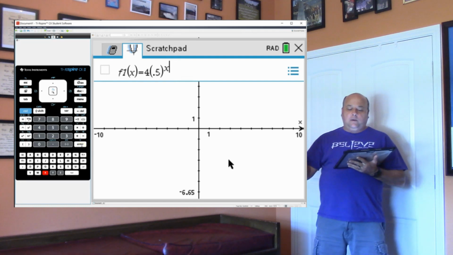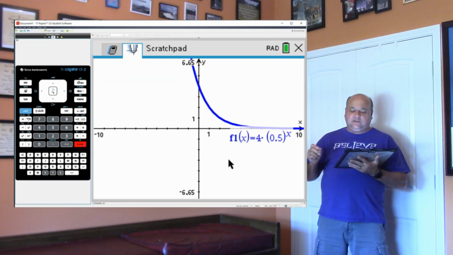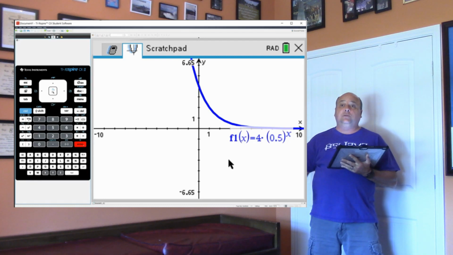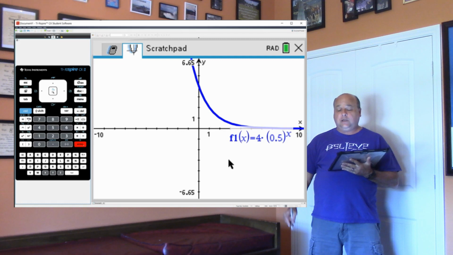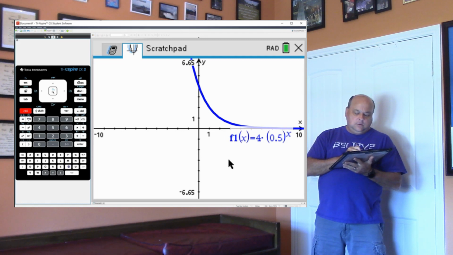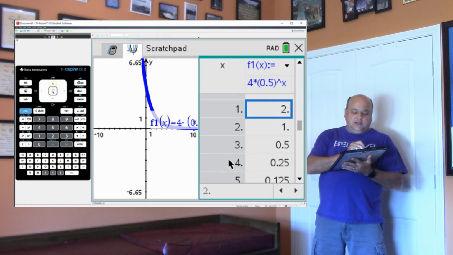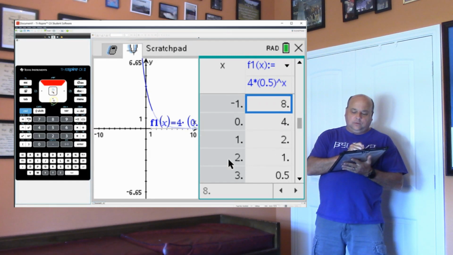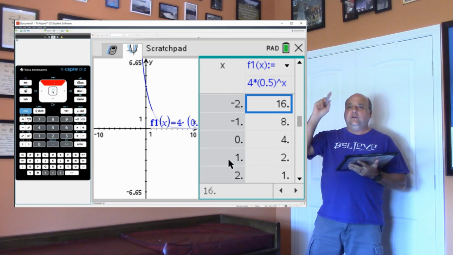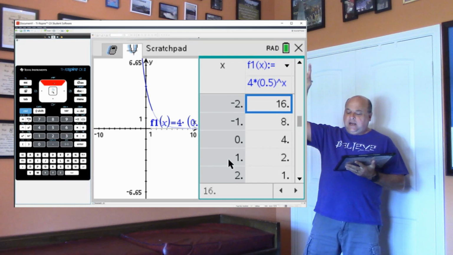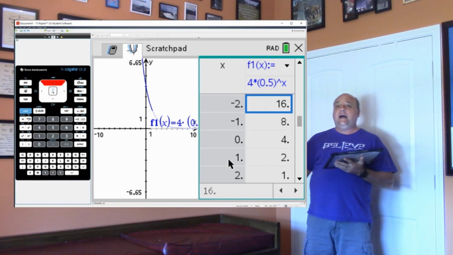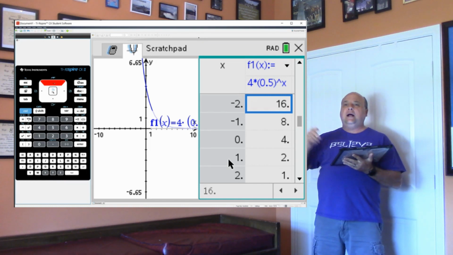Now then, remember this should cross the y-axis at 4, and its exponential decay goes down, and the asymptote is the x-axis. Okay? So let's hit control T. And remember, our table needs to go from negative 2 to positive 2. So boom, that's my table right there. So notice it's at negative 2, 16, and then the y's just divide by 2, don't they? You're multiplying them by a half. They're getting smaller. That's why it's decay.